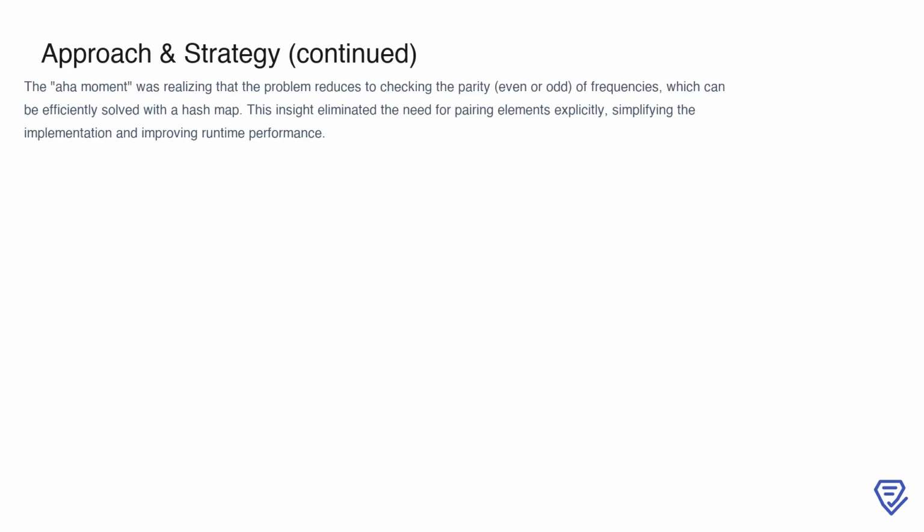The key breakthrough in this problem was realizing that we don't need to explicitly form pairs to determine if the array can be divided. Instead, the problem boils down to checking the parity of the frequencies of each number. This insight simplifies the implementation significantly, as we can rely on a hash map to track frequencies and eliminate the need for more complex operations like nested iterations or manual pairing.